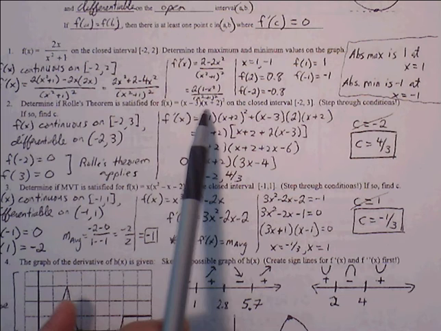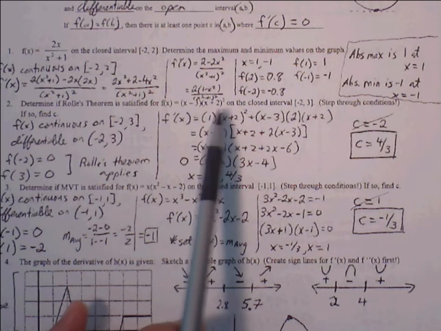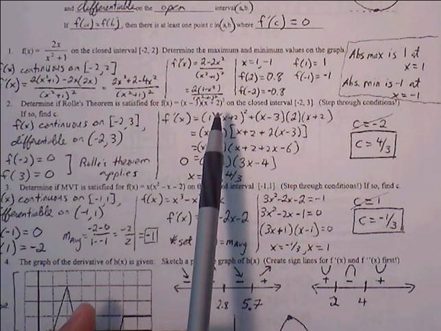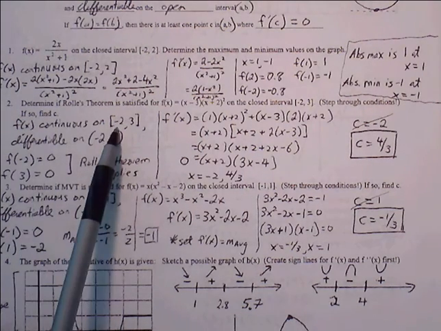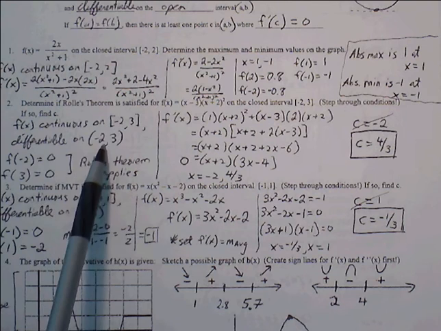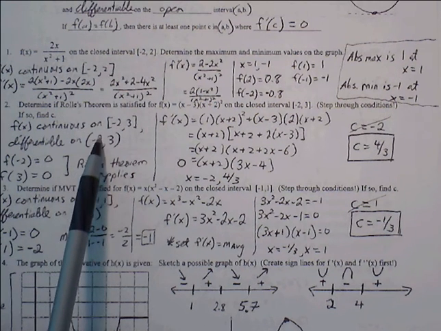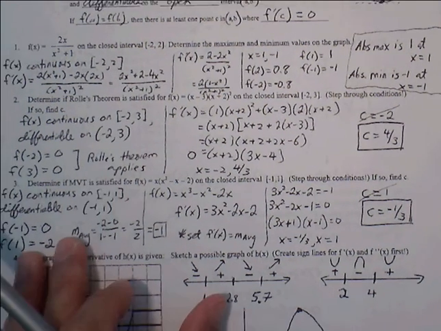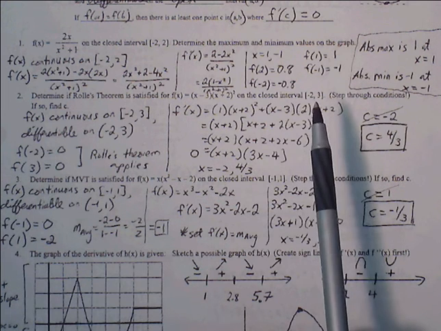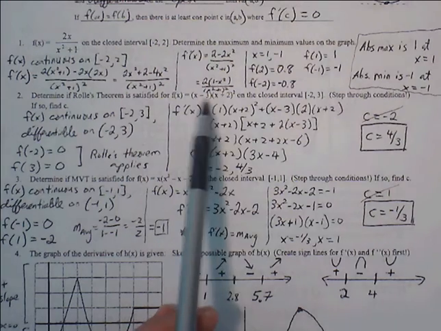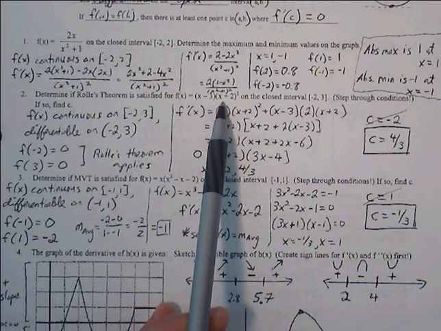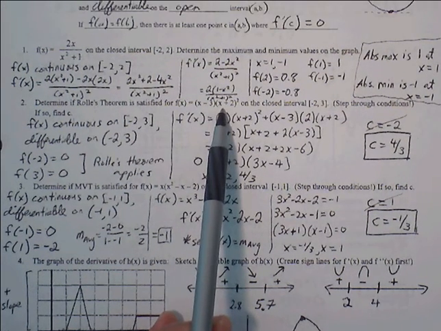Just by looking at this equation, we know that there's not going to be any issues with continuity or differentiability. So we can say that the function is continuous on the closed interval and differentiable on the open interval. Now, the first 2 conditions are met. We need a third condition to also be met if we want to continue with Rolle's Theorem. So for the endpoints, we need to plug them back into the original function and confirm that the endpoints produce the same y value.